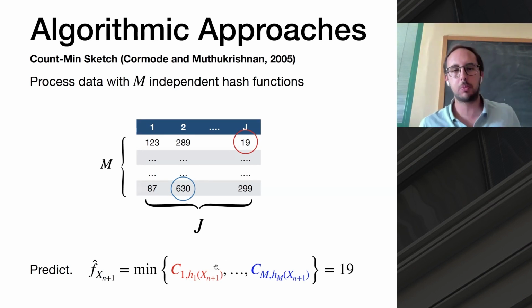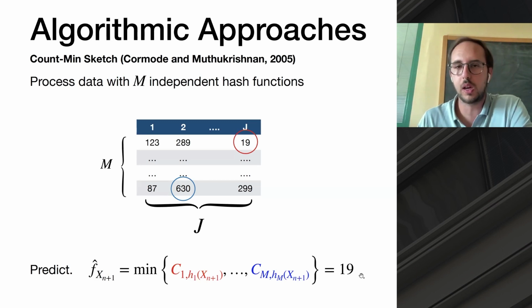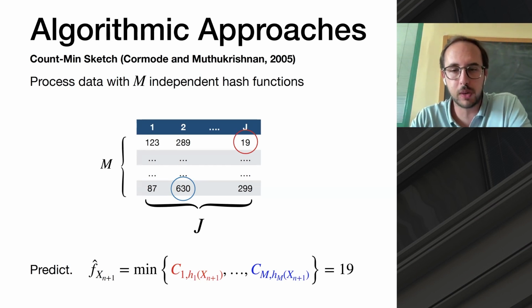And these are upper bounds on how many times I've actually seen x_{n+1}. And the count mean sketch algorithm just outputs the minimum of these upper bounds. Of course, this is, again, an upper bound, but it has quite surprising performance guarantees.